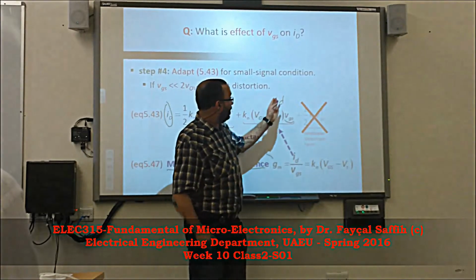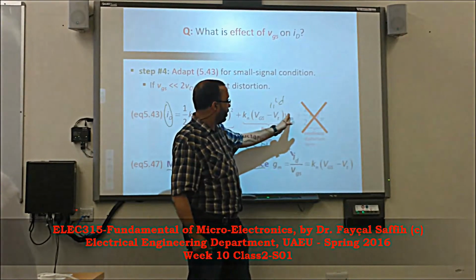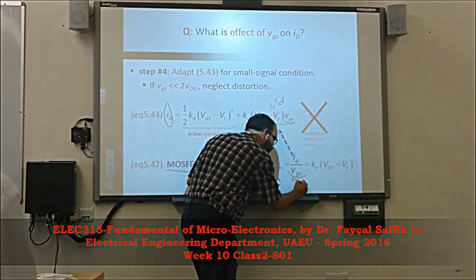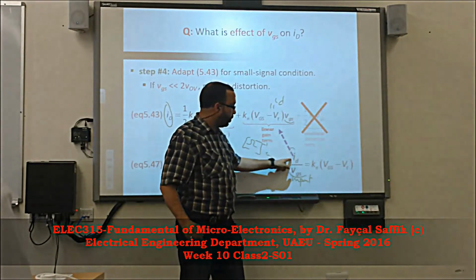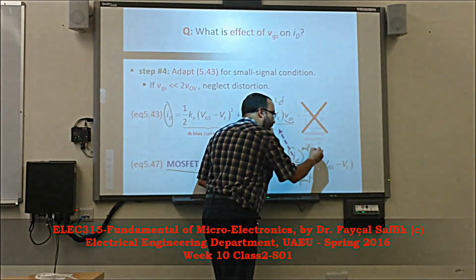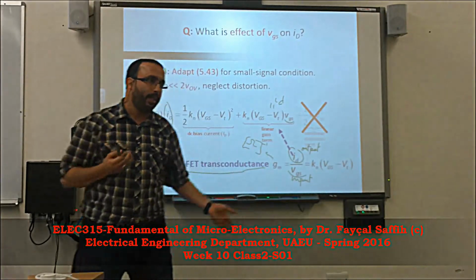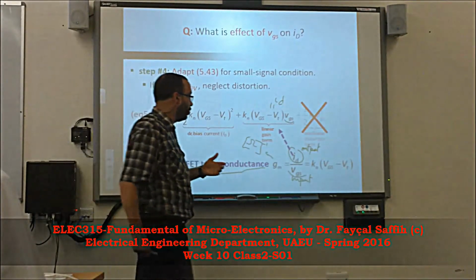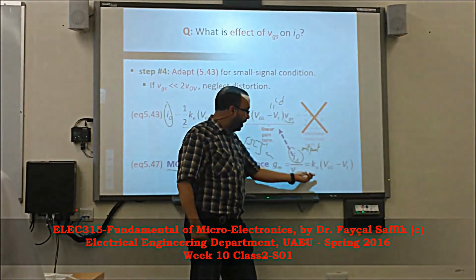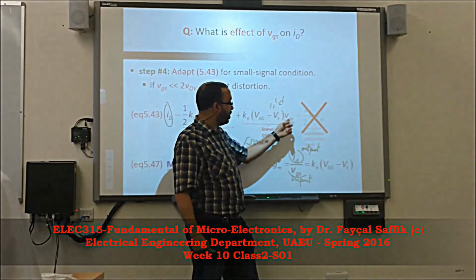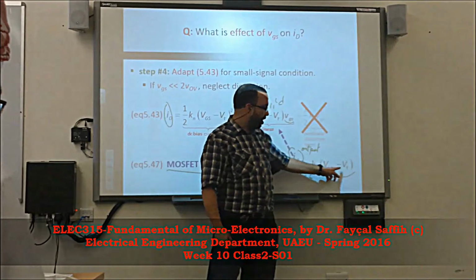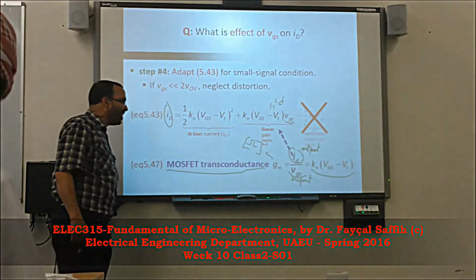By dividing ID by VGS, why do we do that? Because VGS is the input, and the output is this AC current. Like business, I have an input, then I have the output, so I need to compare the two. By dividing the AC current by the AC voltage, I will find a certain constant, Kn times VGS minus VT. We call it the MOSFET transconductance.